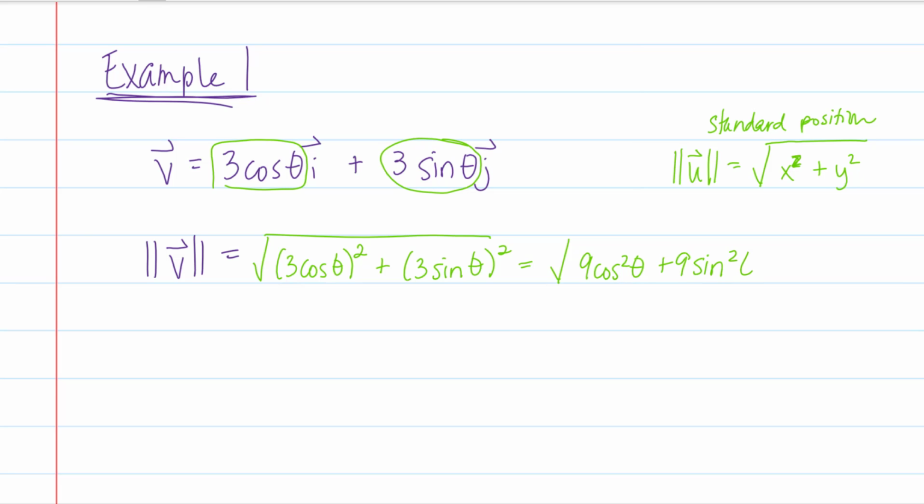Nine cosine squared theta plus 9 sine squared theta. Okay, now we're going to factor out a common factor. So what do my two pieces have in common? Well, they both have a 9.